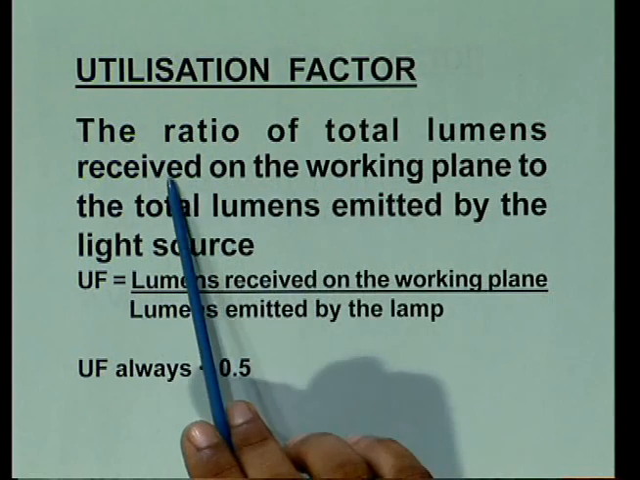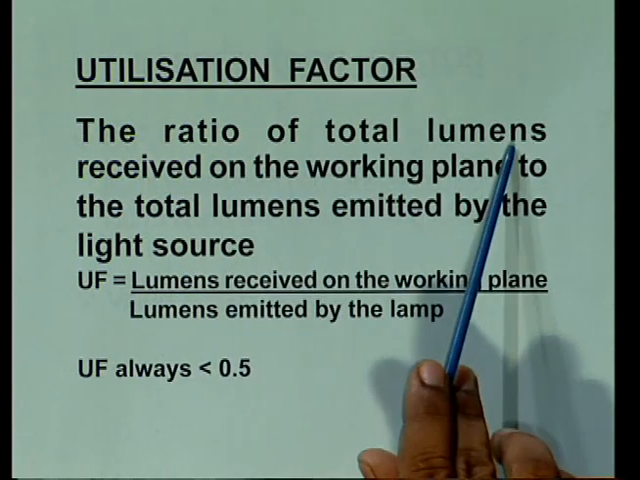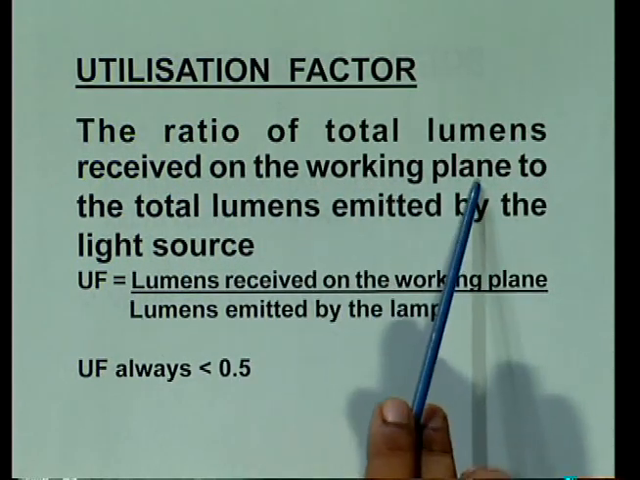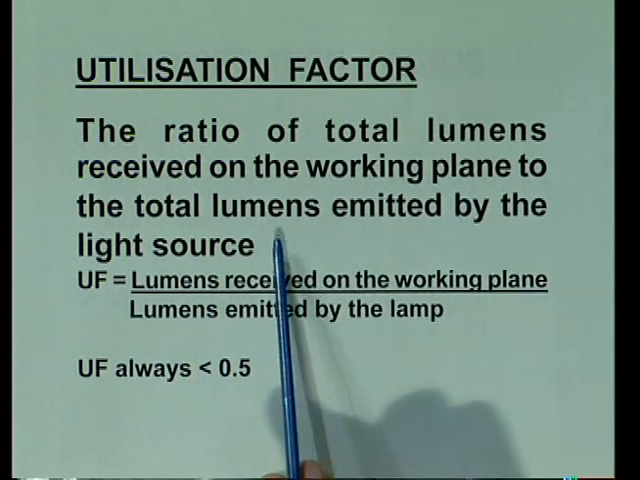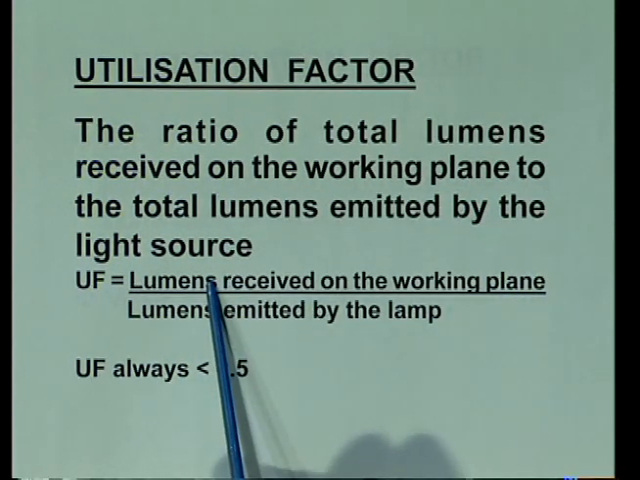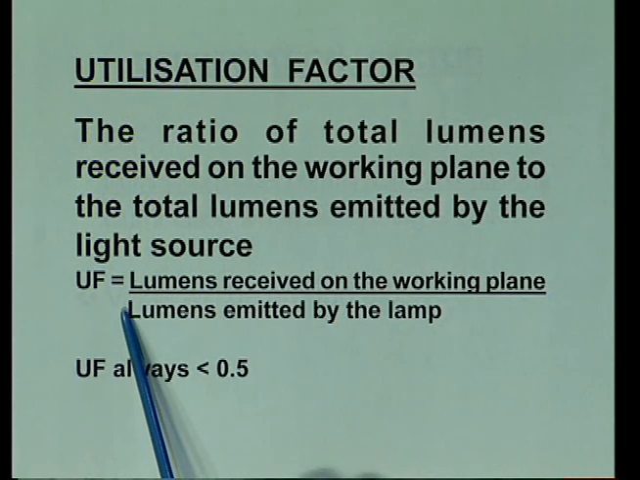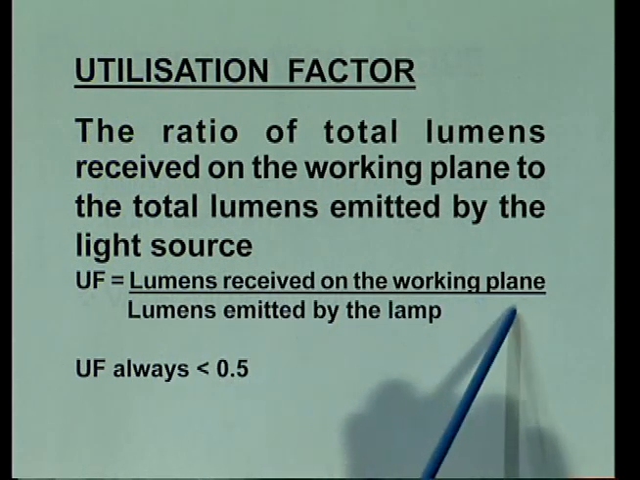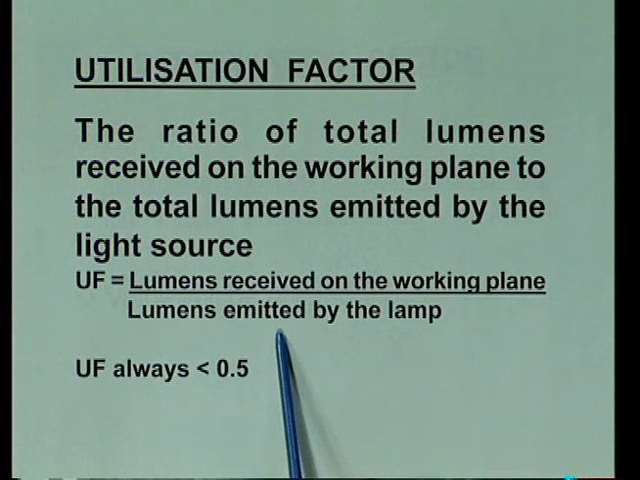Definitely, whatever light the lamp is giving out cannot all be useful at the working surface area or working space. Therefore, the definition can be read like this: utilization factor is the ratio of total lumens received on the working plane to the total lumens emitted by the light source. Utilization factor equals lumens received on the working plane divided by lumens emitted by the lamp.